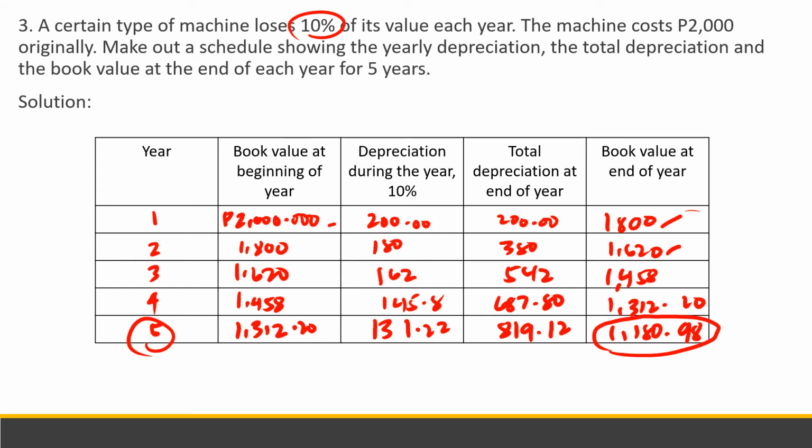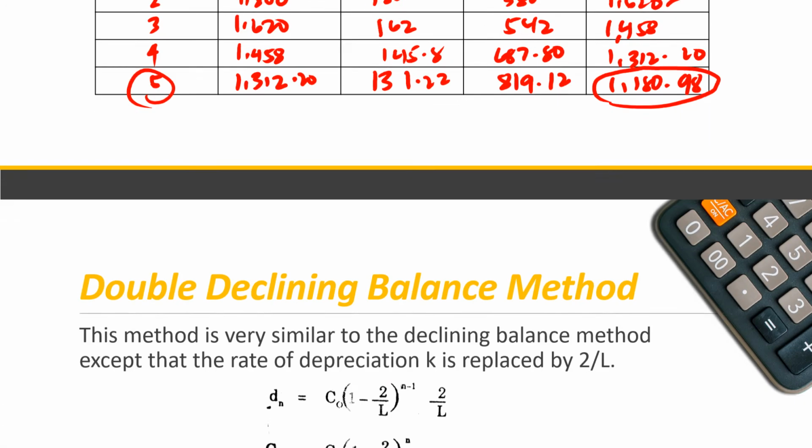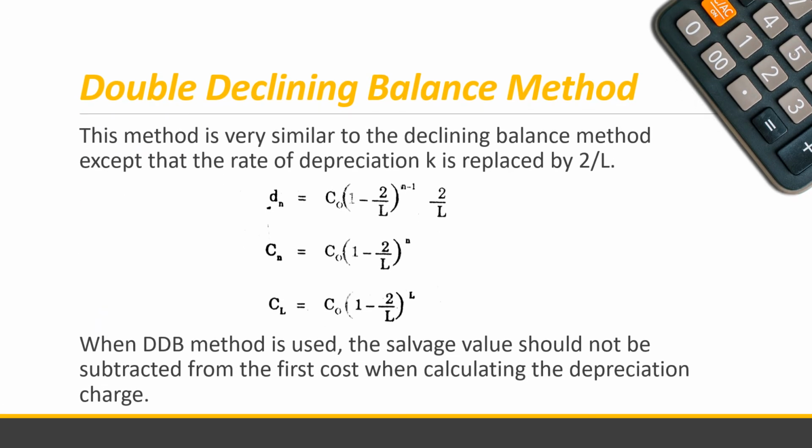So that is for declining balance method. So next is the double declining balance method. So this is the fourth method. So this method is very similar to the declining balance method, except that the rate of depreciation is replaced by 2 over L. So meron siyang uniform na percentage of depreciation.